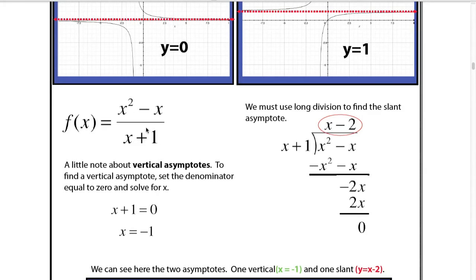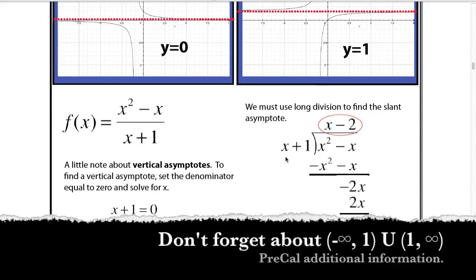We're going to divide using long division. If you don't remember how to do that, you're about to get a crash course. And we're going to divide it into the top. This is what we have set over here. So what you see, you have x plus 1 divided into x squared minus x.